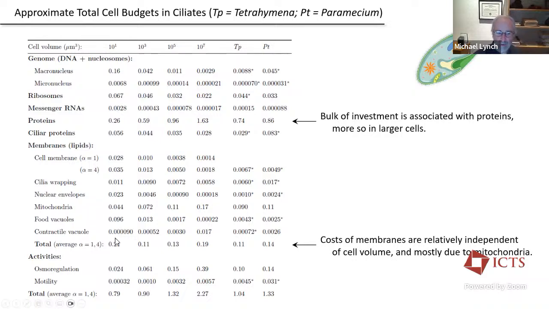Membranes, again, are pretty expensive. In your average ciliate cell, all the lipid membranes is about 10 to 20% of your budget. It declines with increasing cell size because the surface area to volume ratio goes down.